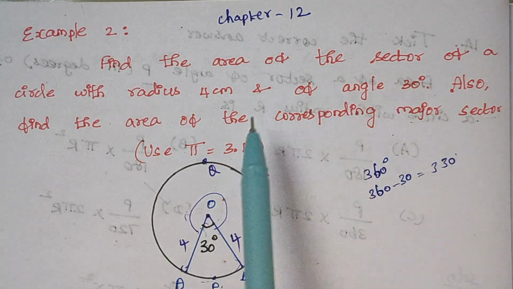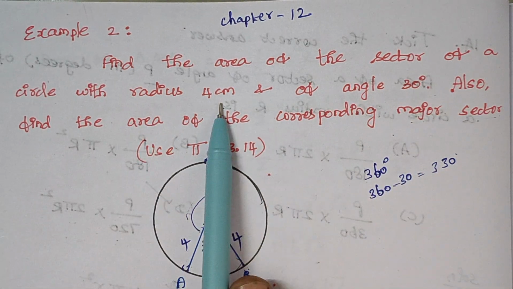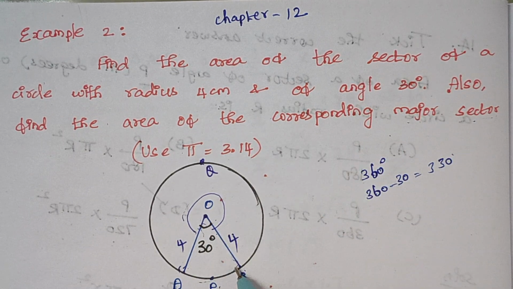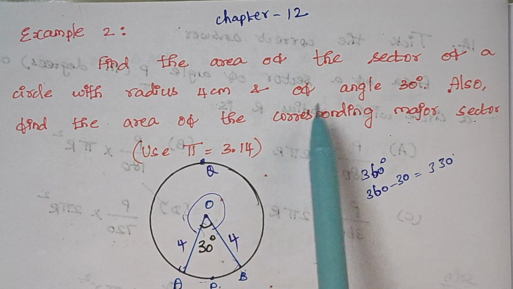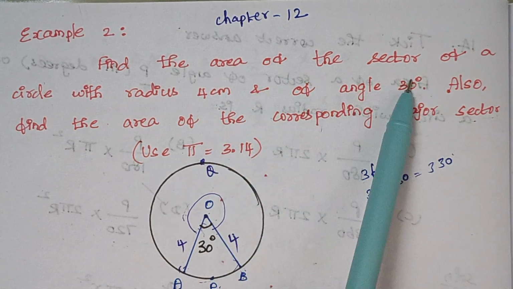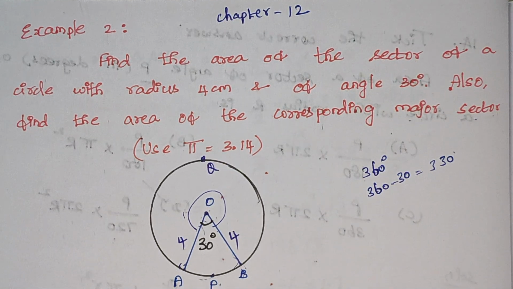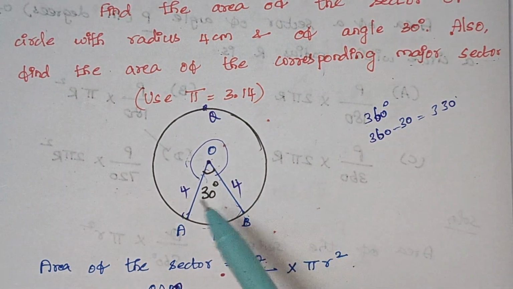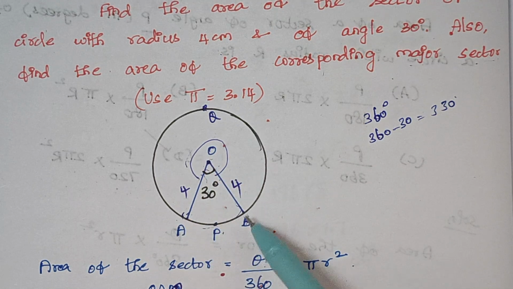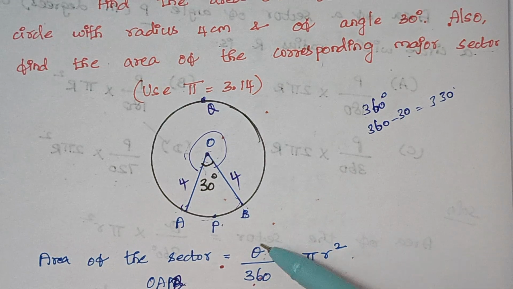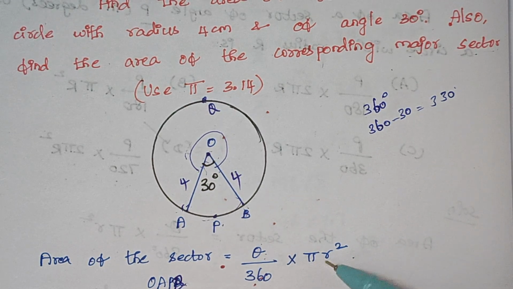So here a circle is given and the radius is 4 centimeter and the angle is 30 degree. So there is a sector whose radius is 4 and angle is 30. Here we have to find the area of the sector. First we will solve this. So area of the sector, you see here, we are considering OAPB as a sector. It is given by the direct formula theta by 360 into pi r square.